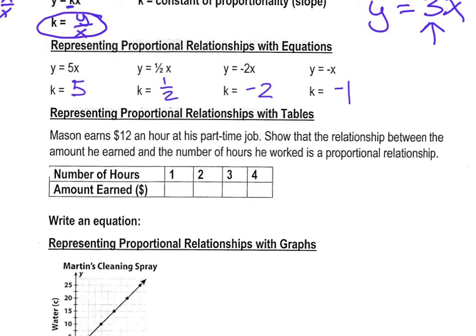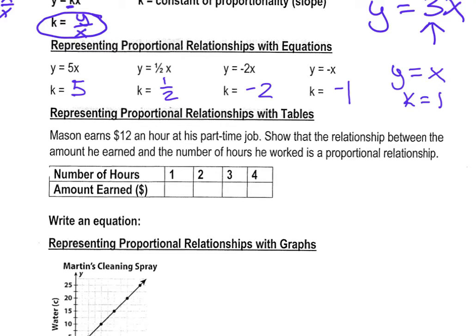And y equals a negative x. Negative 1. Because remember, if we have just a variable, there's a 1 in front of it. Since it's a negative variable, it's a negative 1. So if we just had y equals x, what is our constant of proportionality? 1, right? There's a 1 in front of it.